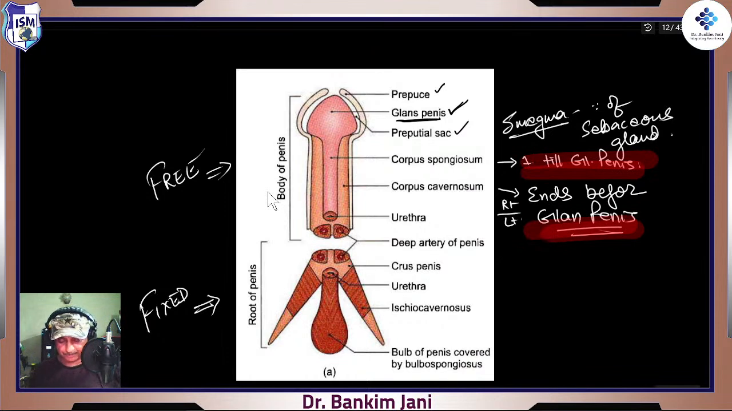Okay, the next one. See, this is urethra. The urethra will be traveling all the way. There are arteries. These are the deep arteries of penis. They will be pumping the blood. When it comes to blood supply, we'll be watching it in more detail. The crus penis is what has the corpus cavernosum on both sides. And this is the muscle, ischiocavernosus. And finally, the bulb of penis, which is covered by bulbospongiosus. All these words will come. Bulbospongiosus, ischiocavernosus, these are all muscles.